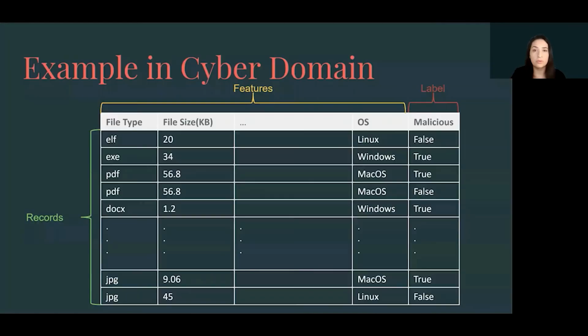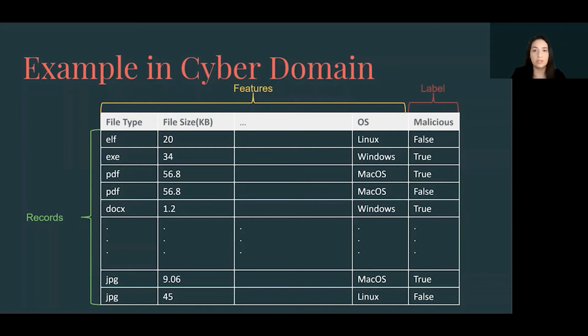What would you do? Let's take this example in the cyber domain. The data is represented in a tabular format. Each record represents a file, and each column is a different feature of the file. We have here the file type, the file size, and the operating system. Of course, in real life, we have a lot more features.